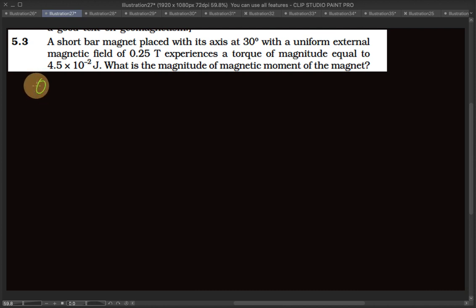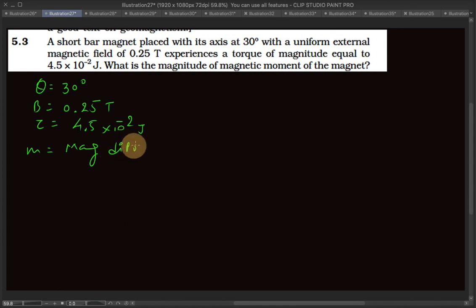You have been given that theta, the initial angle, is 30 degrees, and the magnetic field experienced by our bar magnet is 25 Teslas, and the torque experienced by it is 4.5 times 10 to the power 2 joules. We have to find the magnetic dipole moment. You are aware that the symbol of magnetic dipole moment is M. So first of all our formula is tau equals m b sine theta.